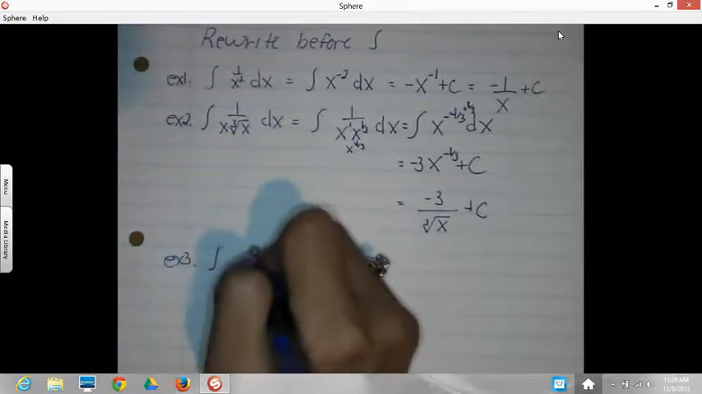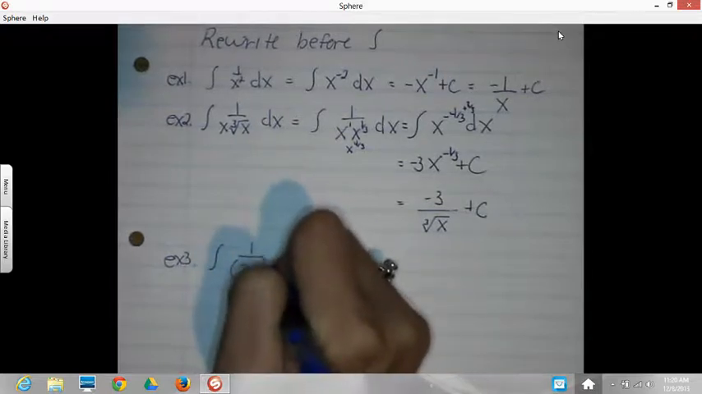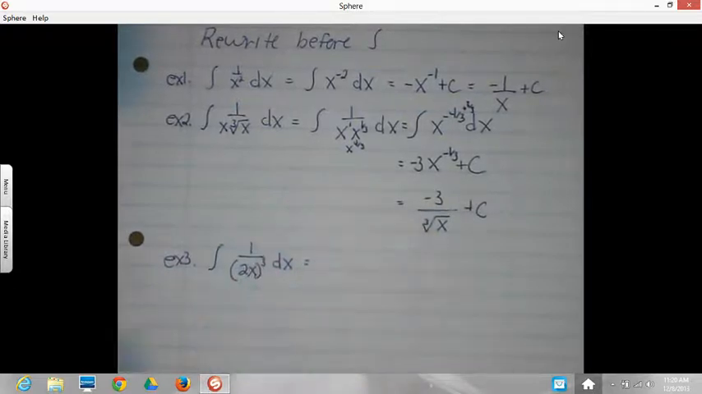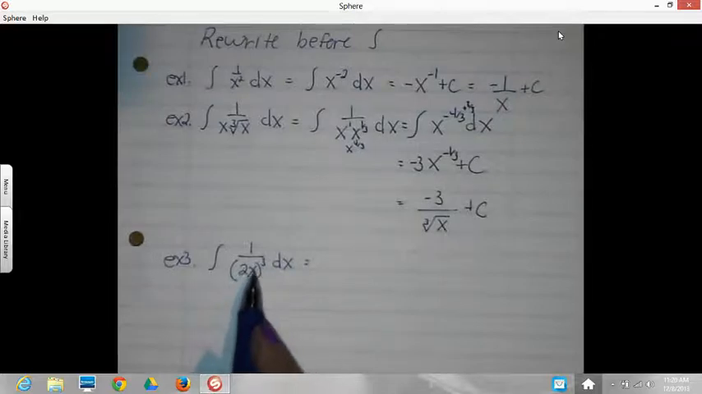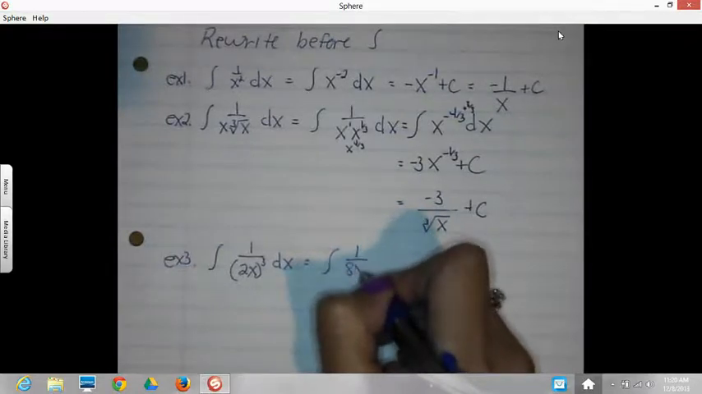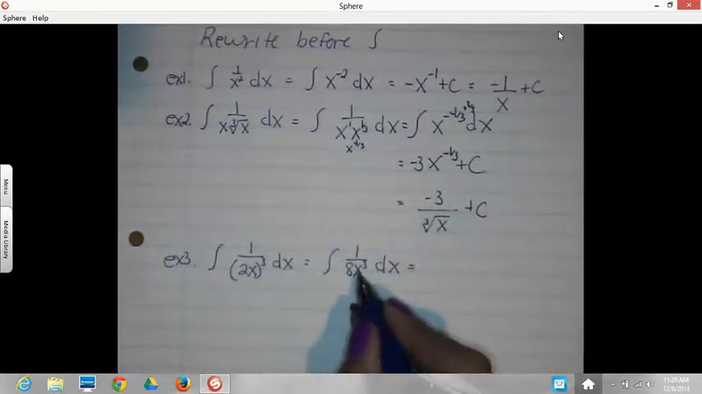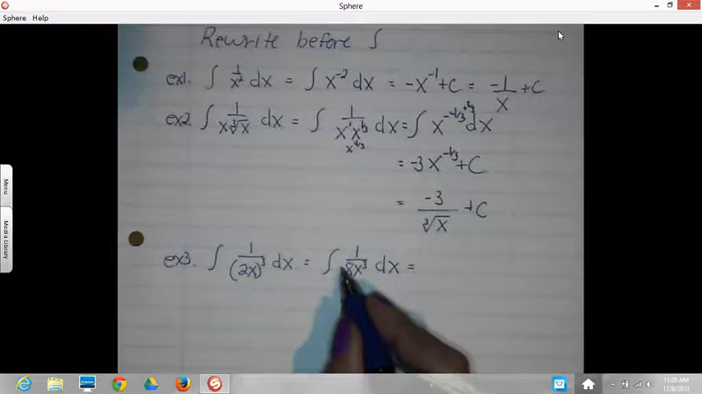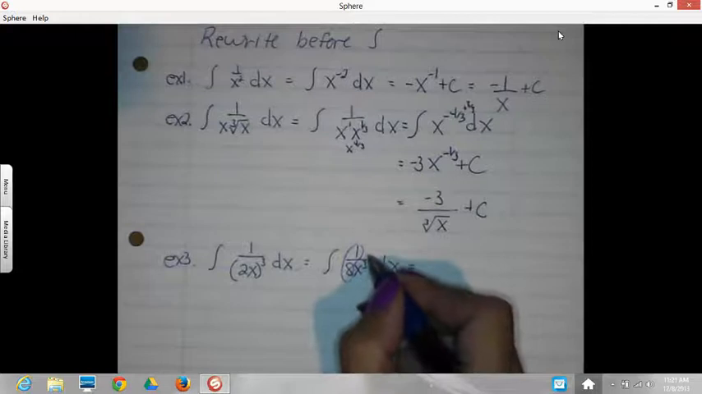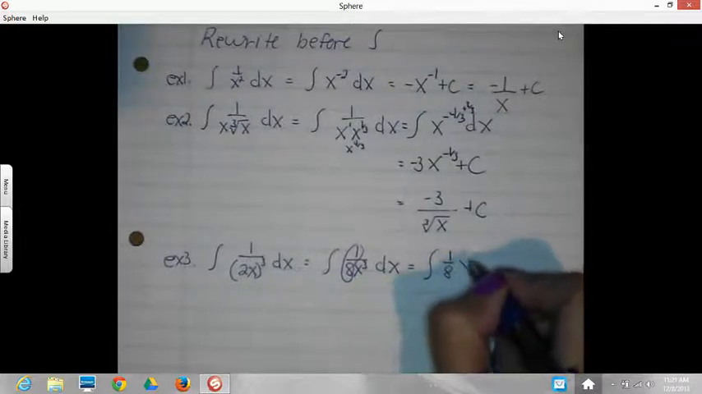Next one, 1 over quantity 2x cubed. Okay, definitely want to simplify this, because otherwise we have an inside to deal with. I'm just going to cube both of these. That would be 1 over 2 cubed is 8, x cubed. Now I just want to bring the x cubed up, and then think of it as 1/8 times that. So the fraction 1/8 is staying. The x cubed is coming up and becoming x to the negative 3rd. So it's 1/8 x to the negative 3rd dx.